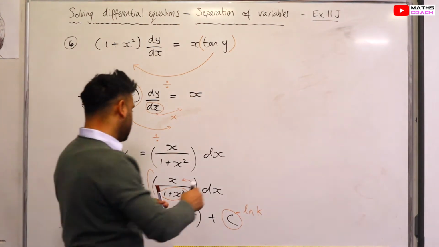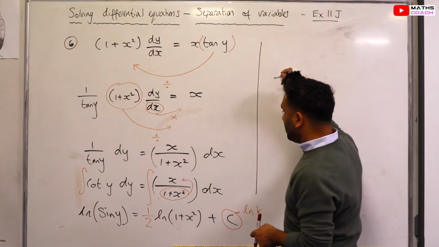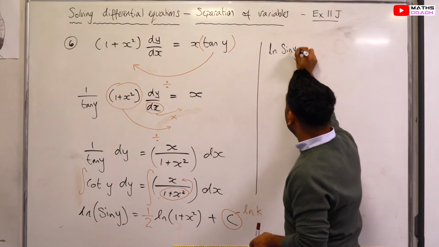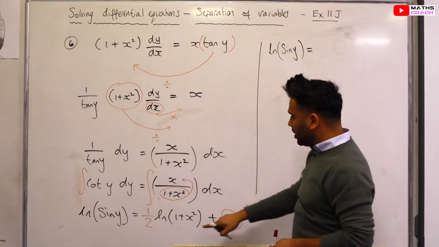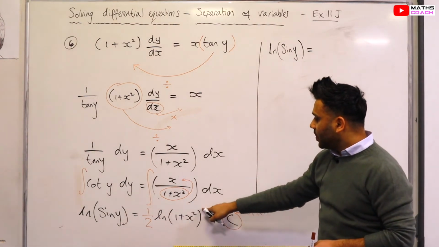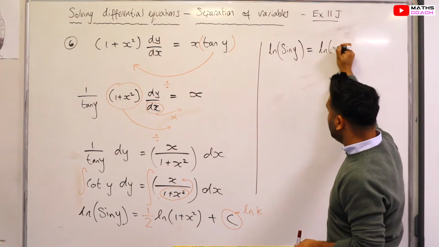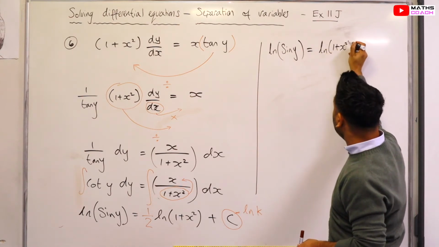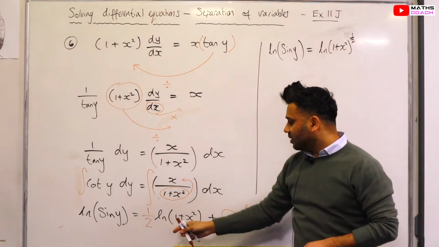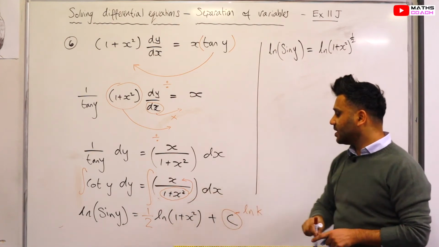So if we carry on this side here, we have ln of sine y equals, with the half here as a coefficient. I'm going to move that to the power of this expression here. So it will be equal to the ln of 1 plus x squared to the power of a half, because the rule with ln or log is that the coefficient can always be put as a power on the top.